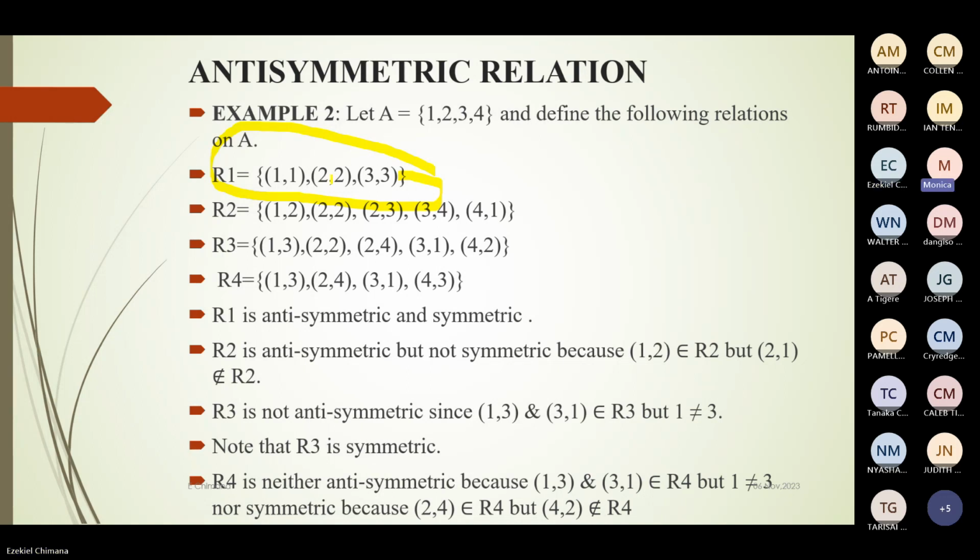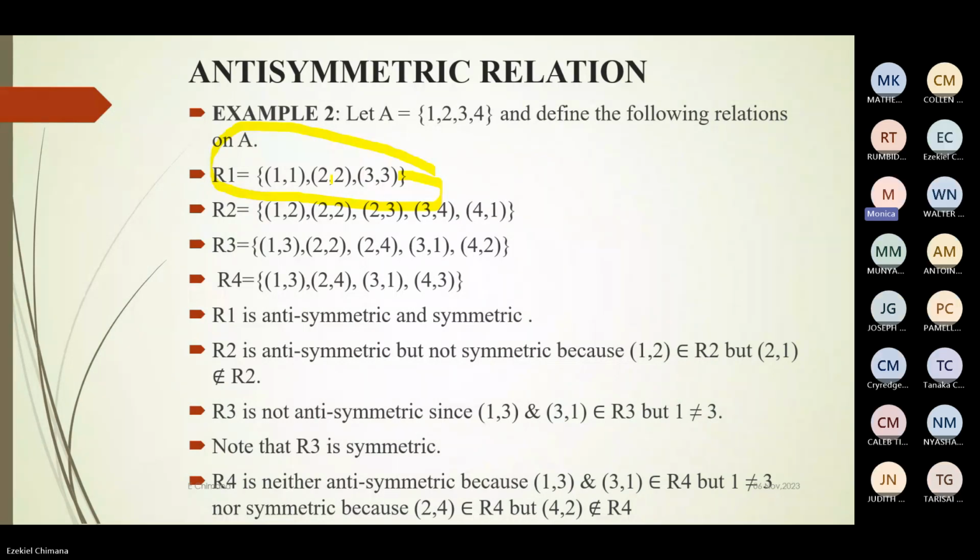I think R2 is not antisymmetric because 1, 2, they are not equal, x is not equal to y. Then 2, 3, x is not equal to y. 3, 4, the same applies, as 4, 1. So I think it's not an antisymmetric relation. And then you are wrong. I'm sorry to say, but you are wrong on that one. What about others?